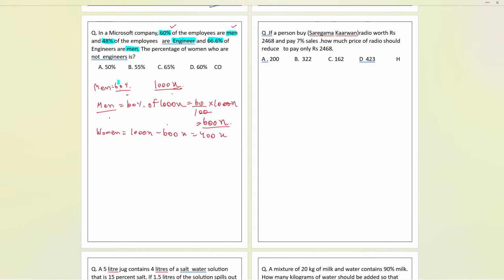Now men and women we have got. Now let us talk about another case. What is the other case? The other case is engineers. So now let us take, the total engineers are how many? Okay, so let me tell you over here.